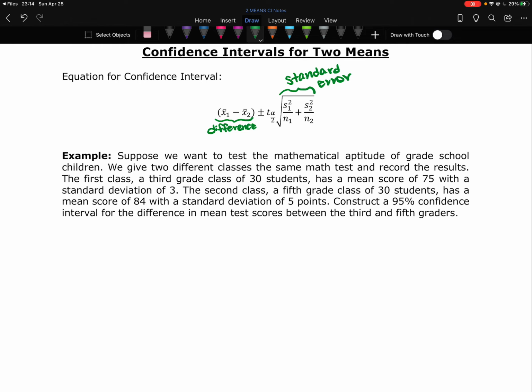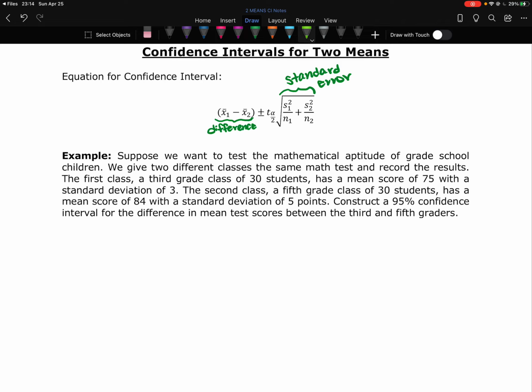So suppose we want to test the mathematical aptitude of grade school children. We give two different classes the same math test and record the results. The first class is a third grade class of 30 students. They score a mean of 75 with a standard deviation of 3. The second class is a fifth grade class. They have a mean score of 85 with a standard deviation of 5. Construct a 95% confidence interval for the difference in the mean test scores between the third and the fifth graders.